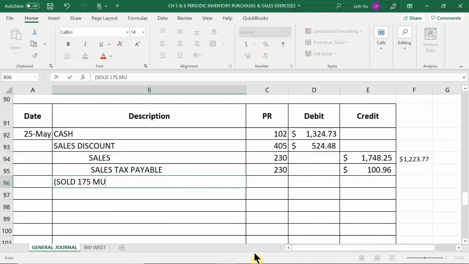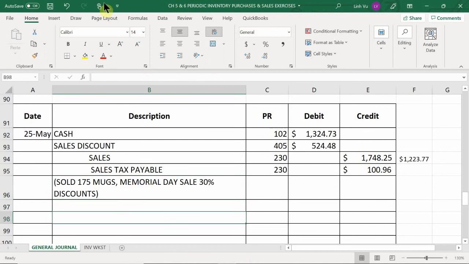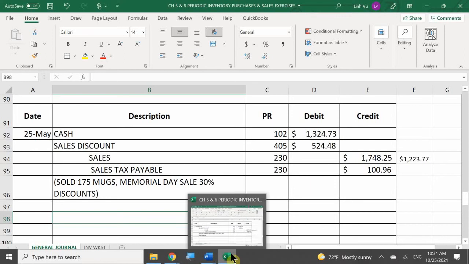And of course, I'm going to make a note here saying that I sold 175 mugs, and I have a Memorial Day sale, 30% discount. Once again, this was a sale, so it has nothing to do with my inventory worksheet.